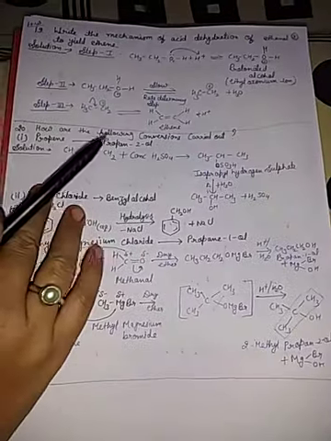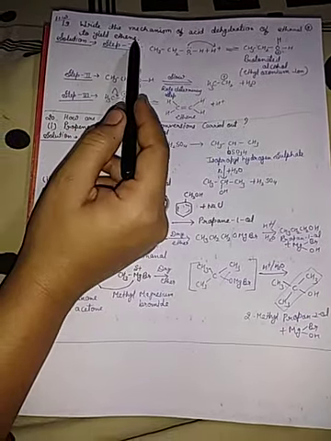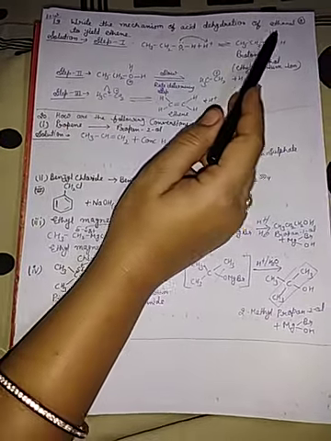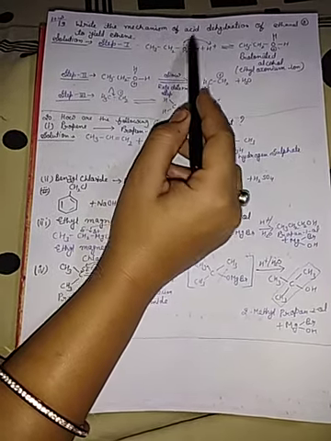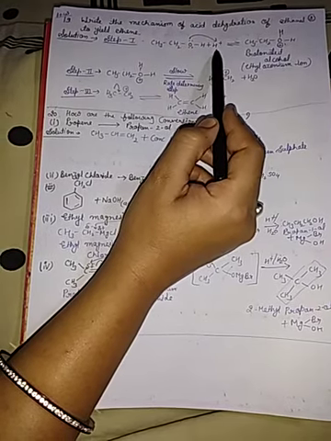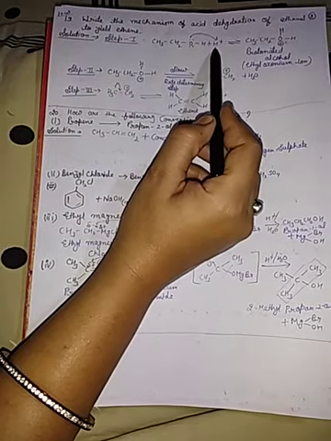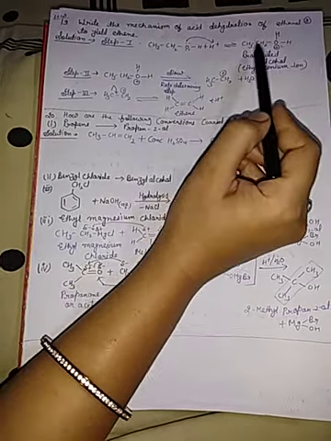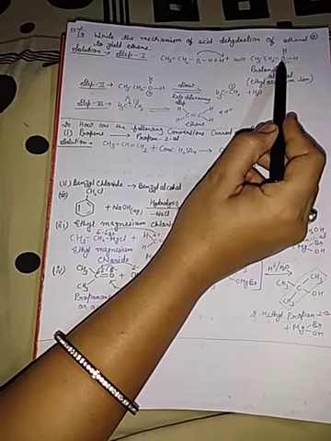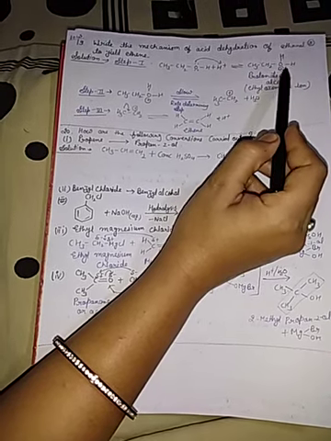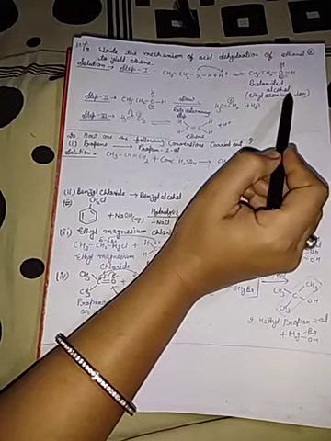Question number 19. Write the mechanism of acid dehydration of ethanol to yield ethene. First step, we take ethanol, CH3CH2OH. Acid dehydration means it is followed by H+ ion. Oxygen has 2 lone pairs and gives its electrons to hydrogen, accepting the hydrogen. So a positive charge is created at oxygen and hydrogen attaches. With the positive charge at oxygen, it is a protonated alcohol.